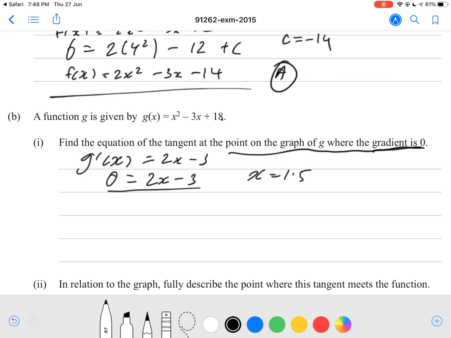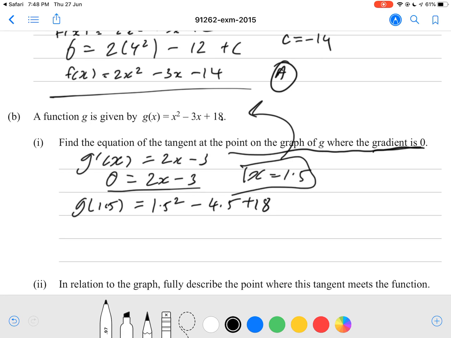Now that we have our x value, all we need is a y value, okay? So in order to get our y value, we substitute x equals 1.5 into our g of x here. So we're going to say g of 1.5 equals 1.5 squared minus 4.5 plus 18. If we plug it into our calculator, we should get that our y value is equal to 15.75.